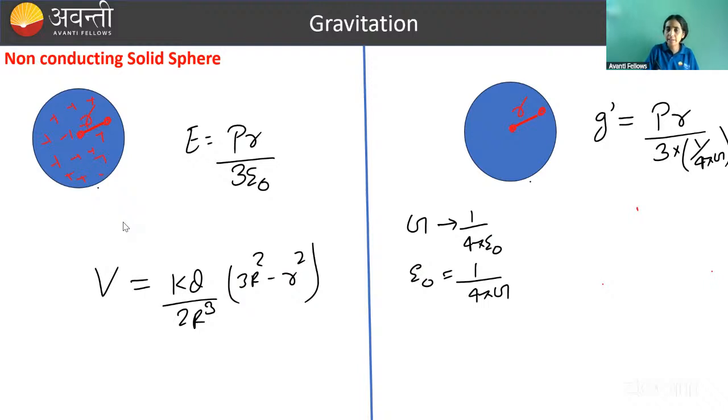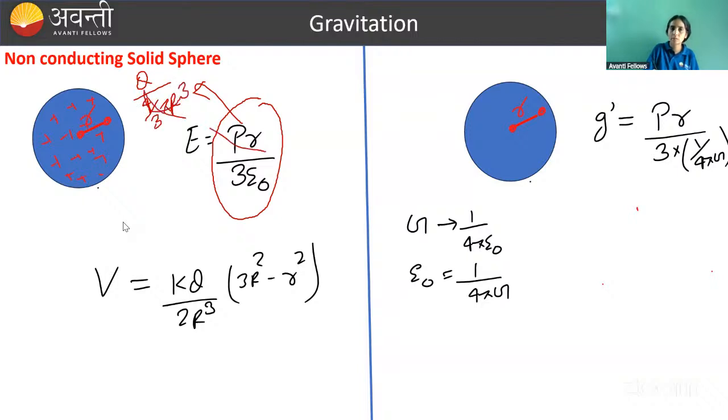If we go to any inside point, electric field is rho r by 3 epsilon naught, where rho is the charge density. So this is basically equal to this much. Okay? So rho r by 3 epsilon naught.